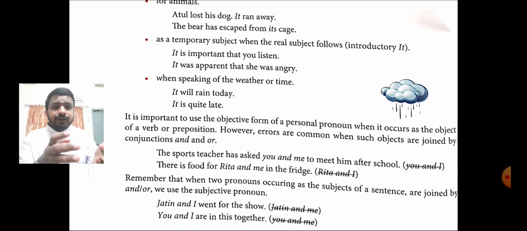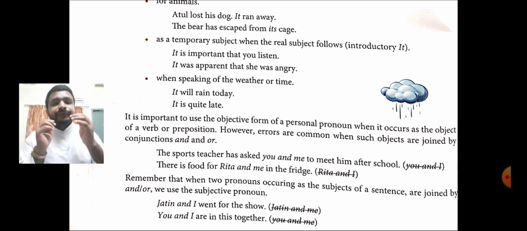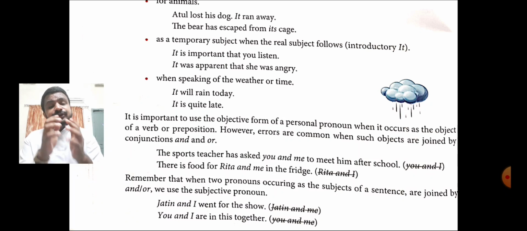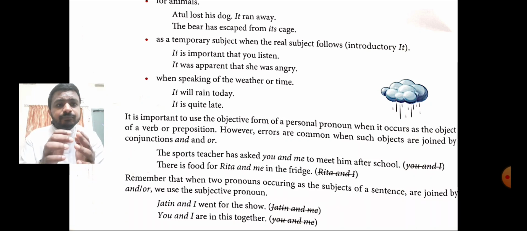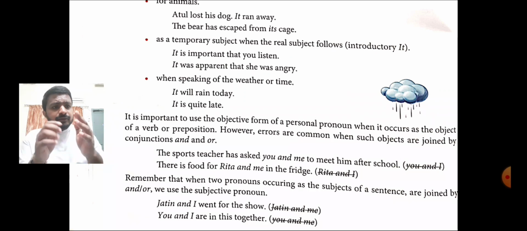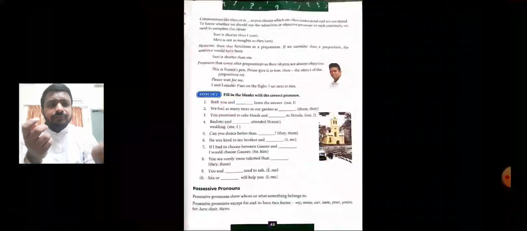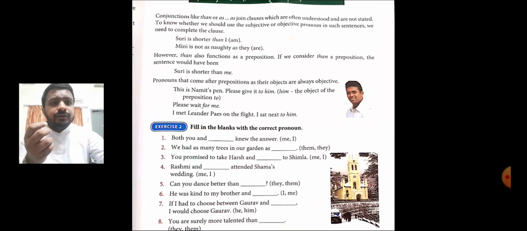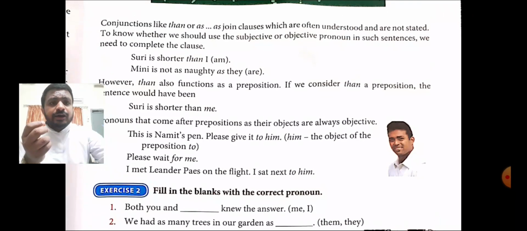But before those sentences, we have seen the object. There is food for Rita and me in the fridge. There, Rita and me have been used as the object. So we have used me. We cannot say Rita and I. So remember this thing. Now we shall see how the conjunctions are used.